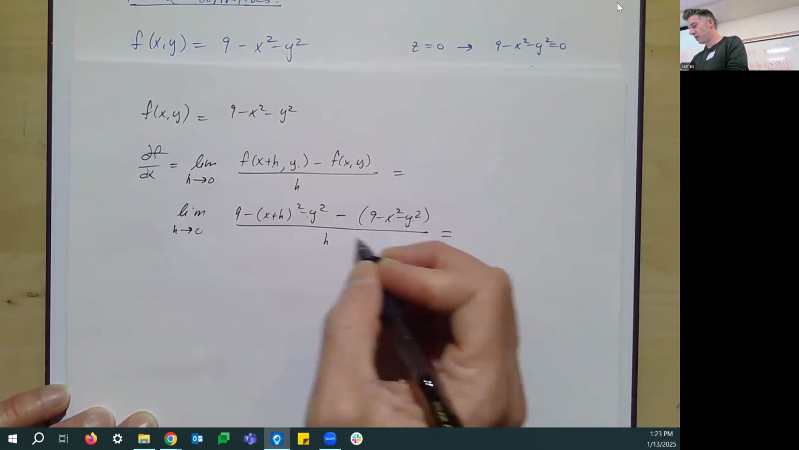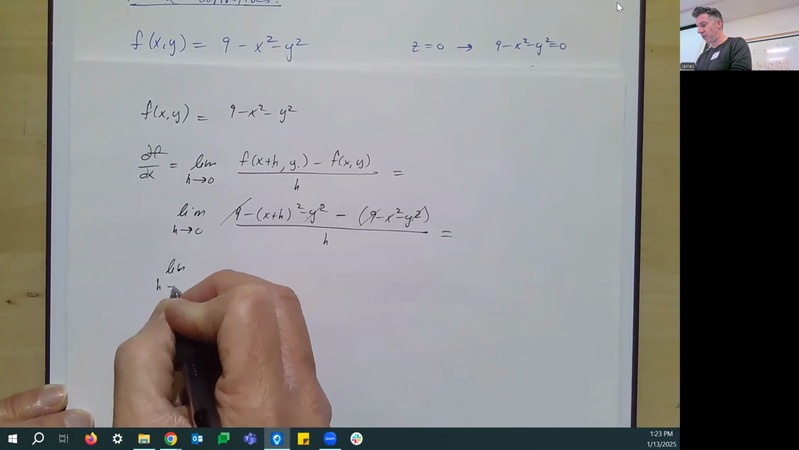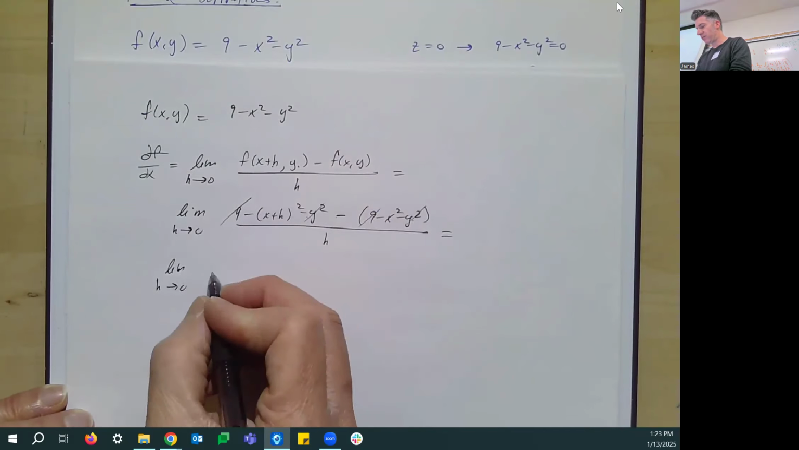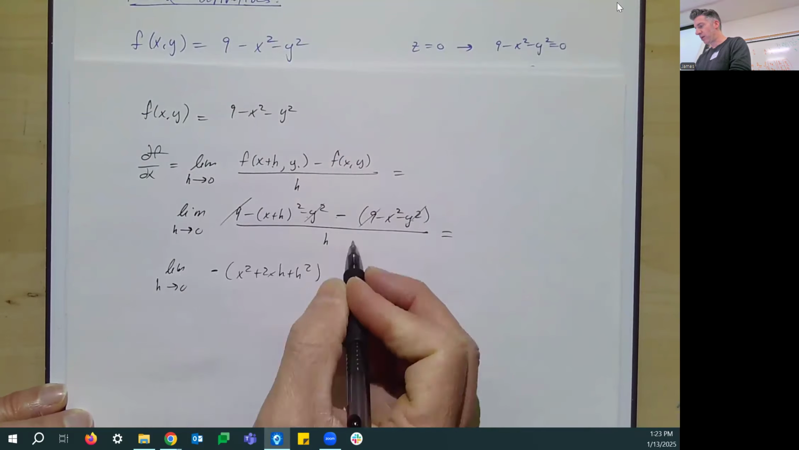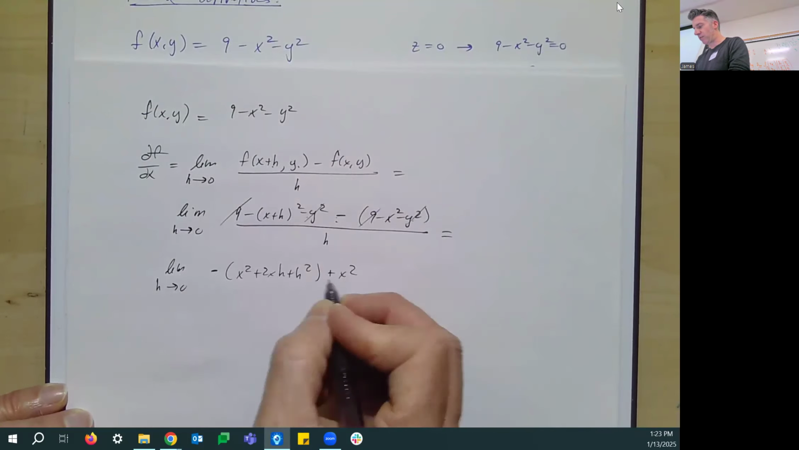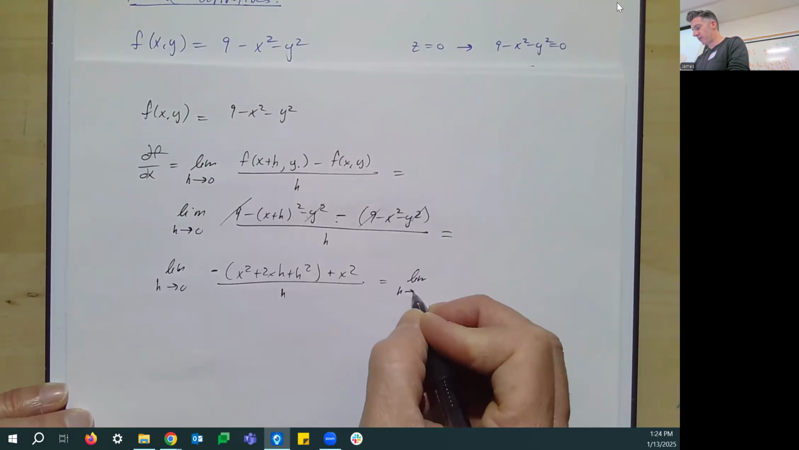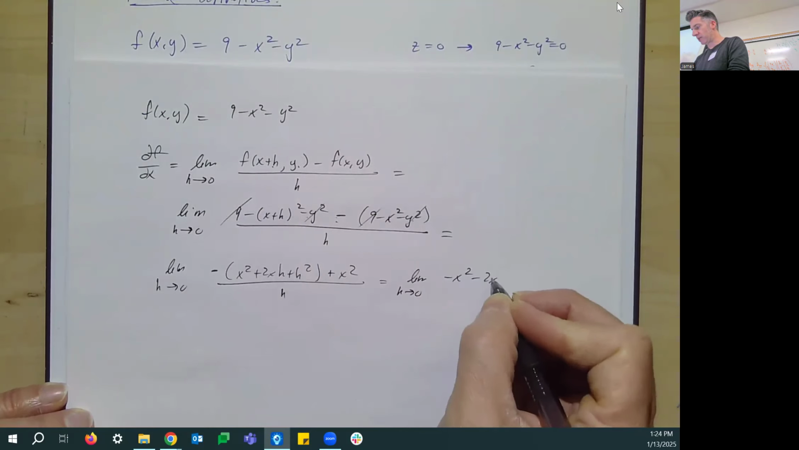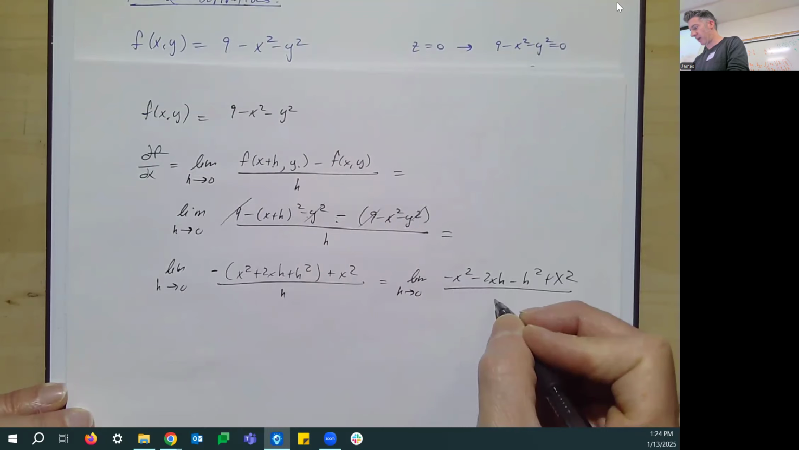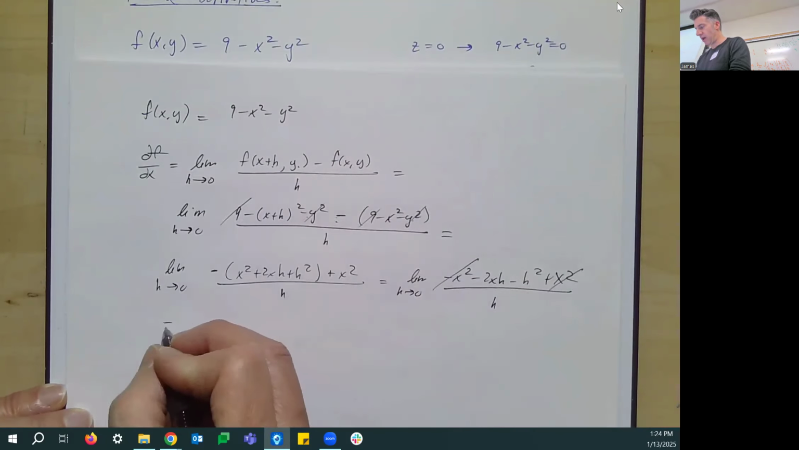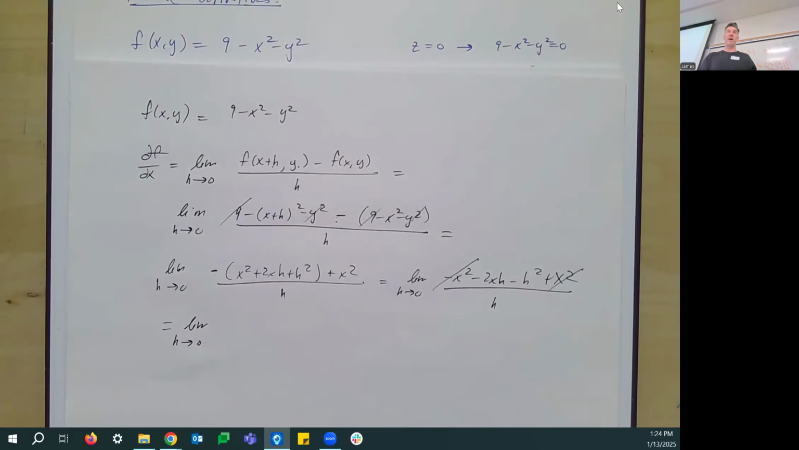So here's what we're going to get. The 9 goes away, the y squared goes away. So the limit as h goes to 0: I'm going to multiply this out and get x squared plus 2xh plus h squared, minus minus is plus x squared, all over h. Distribute the minus sign: we've got negative x squared minus 2xh minus h squared plus x squared. Now the x squareds add up to 0, and the rest of the terms have h, like we used to look for when we did the limit definition of the derivative back in 17a.